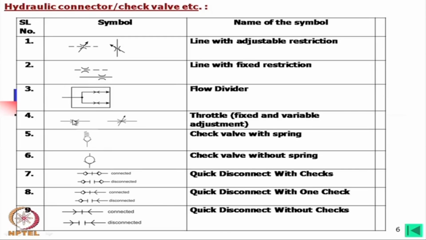Now, this is a throttle valve. In that case, it is just a restriction. This is a throttle, fixed or variable adjustment. These are usually used to control the flow.